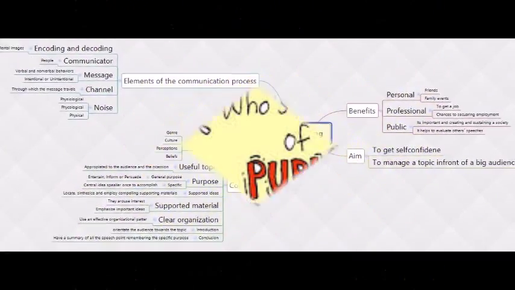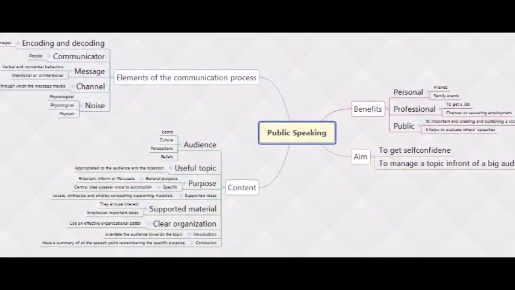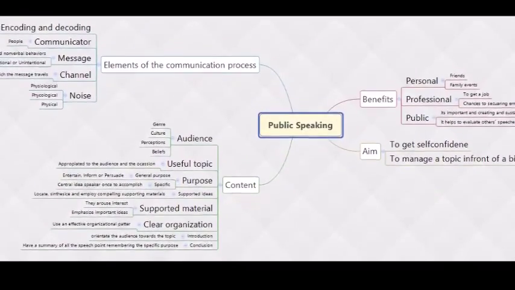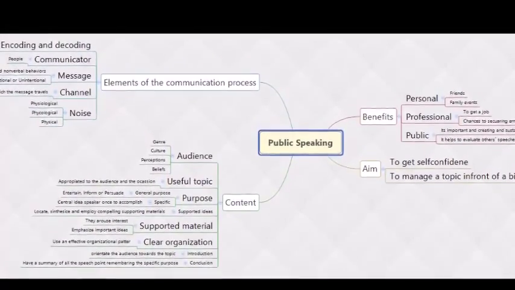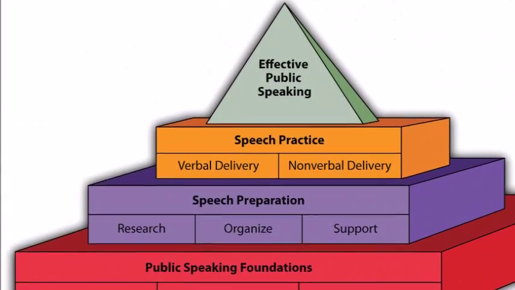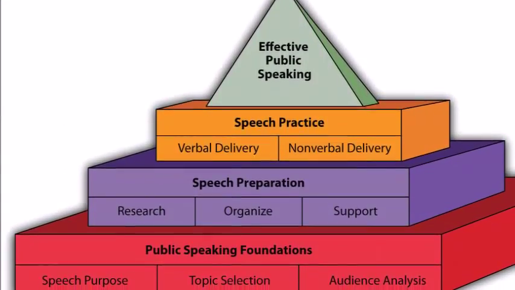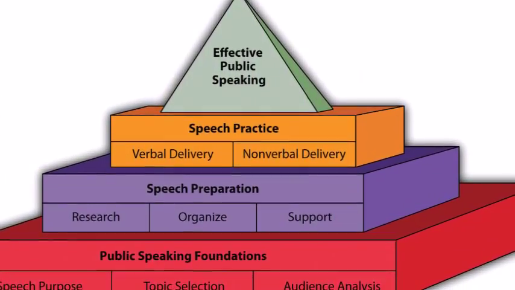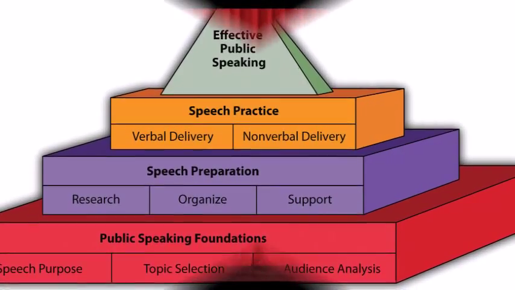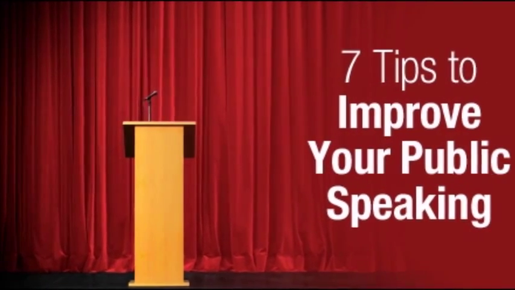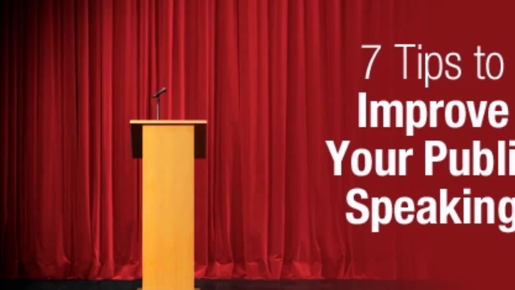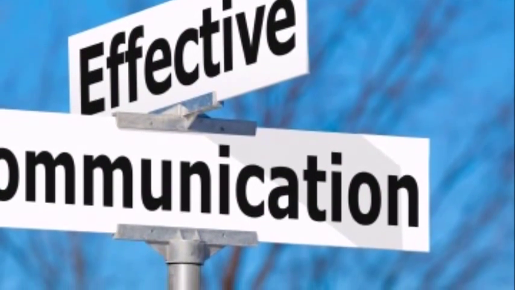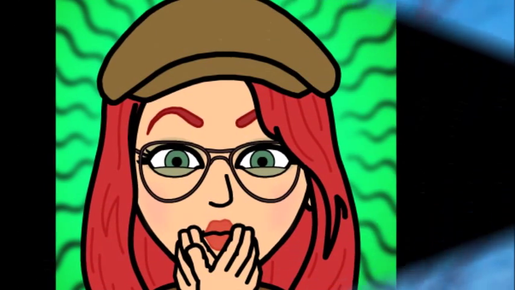The material I used to have a better understanding was a mind map. It contains the most relevant information about public speaking, its benefits, the elements of the communication process, its aim, and what it contains. So, you will find a description of the most important points related to public speaking and some samples to better illustrate the facts for effective communication. So, let's start with this video.